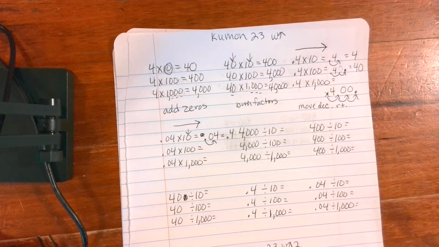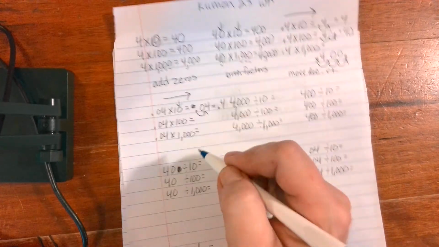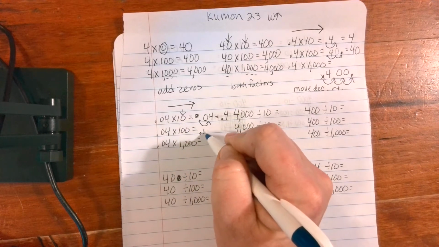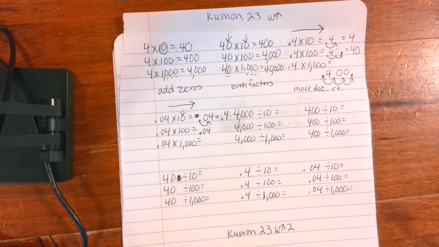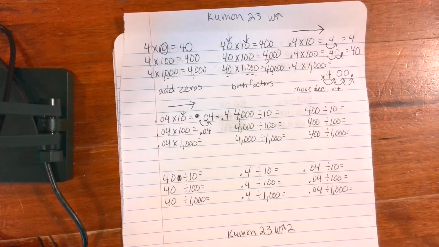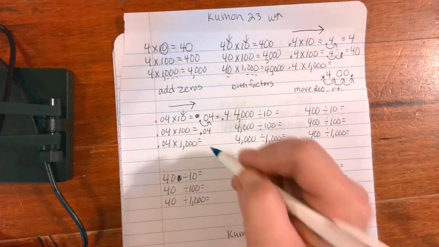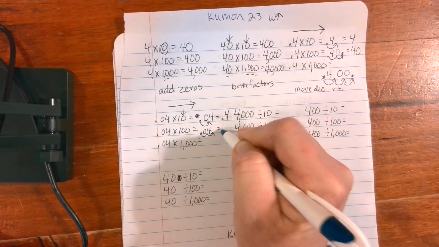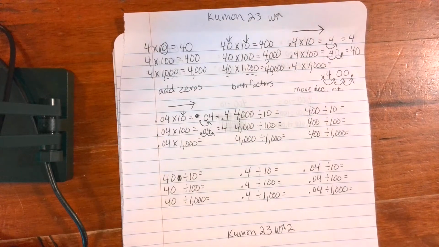All right, let's try this one. This time we're multiplying it by 100. How many places is my decimal going to move? 2. 1, 2. So my new number is 4.